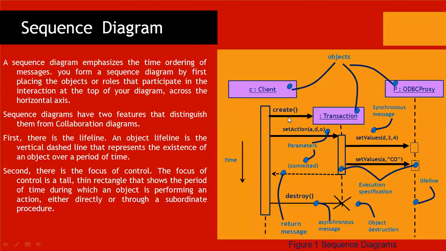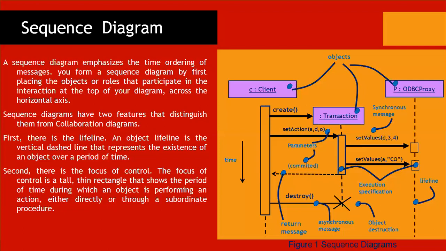Next, we arrange the messages. We arrange the messages that these objects send and receive along the vertical axis in the order of increasing time from top to bottom. So we go through the messages from top to bottom. This gives the reader of the sequence diagram a clear view of the flow of control over time. And in a sequence diagram, we have two features that distinguish it from the collaboration diagram.